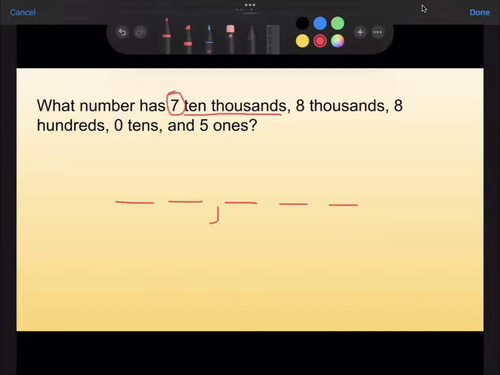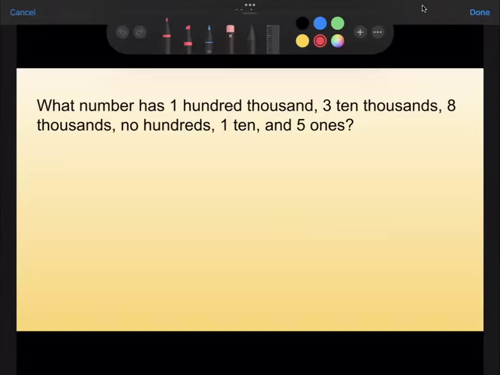So they told me there's a 7 in the 10,000s place, so I would put that here. There is an 8 in the thousands place, so I would put that here. An 8 in the hundreds place, so there we go. 0 tens, which means I can represent that with 0 in the tens place. And 5 ones, which means I can put a 5 in the ones place. So the number that they're asking about would be 78,805.